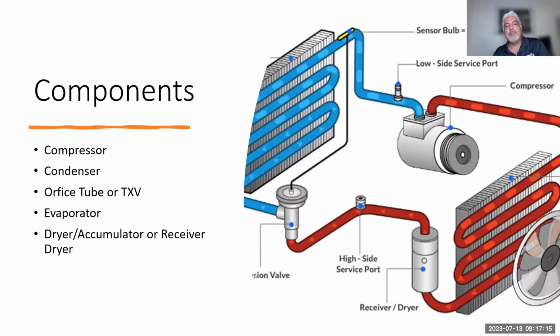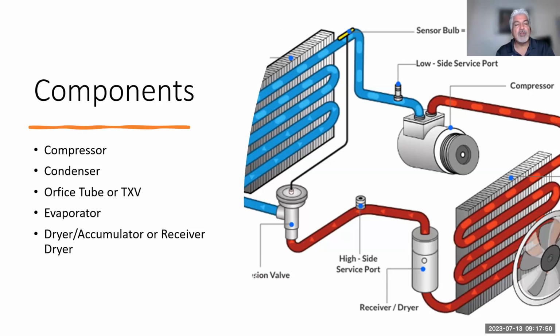So, repeating, the components were the compressor, the condenser, the orifice tube, the evaporator, and the accumulator or receiver dryer. For those of you who don't know, we'll get into dryers in depth in part 3, but the receiver dryer, as you can see in the picture, is used on expansion valve systems. You're going to notice the receiver dryer with an expansion valve system is on the high pressure side, while the accumulator is on the low pressure side before the compressor.